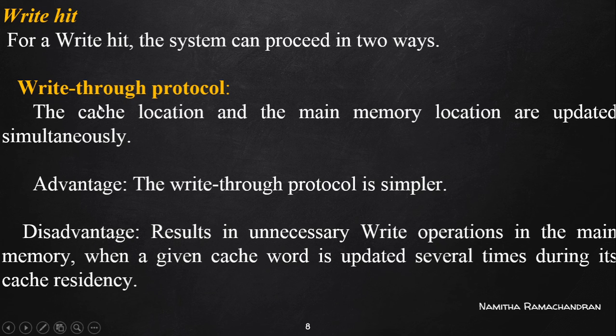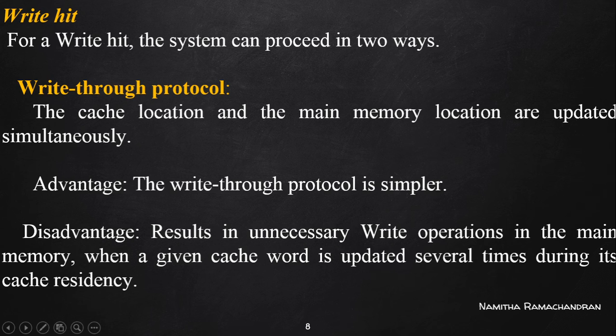One is the write through method. What is this write through method? The cache location and the main memory location are updated simultaneously. In case of this write through method of memory write operation, both the cache location and the main memory location are updated simultaneously.